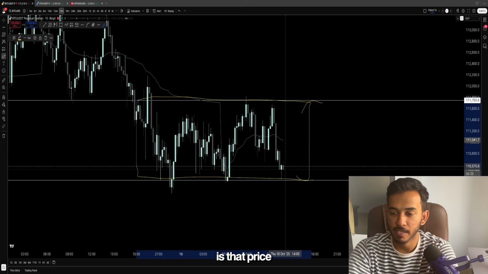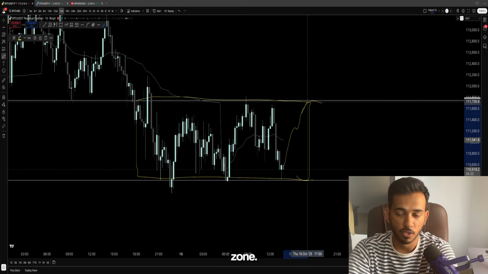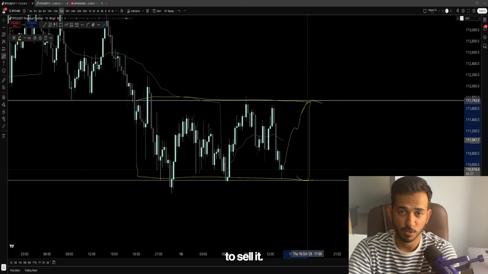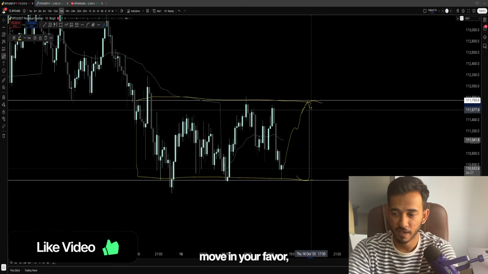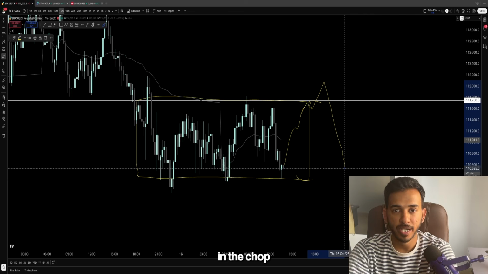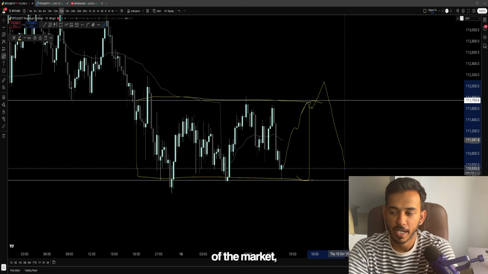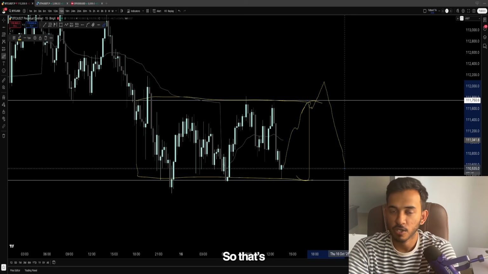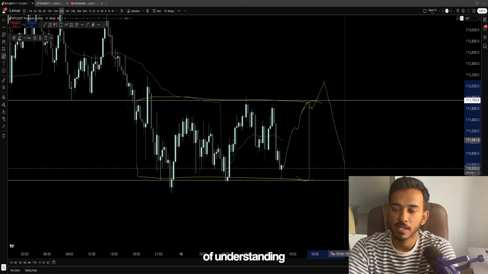So what might happen is that price will reach your resistance zone. You might get a confirmation to sell. It might give you a slight move in your favor, probably stop you out, and then get back inside the zone. So you'll just get caught in the chop and you lose the money. That is how it will go. So if you understood the context of the market, if you understand the structure here, you would have saved a lot of money for yourself as well. So that's the importance of understanding the market structure.